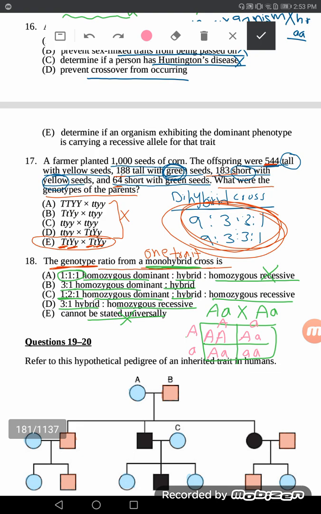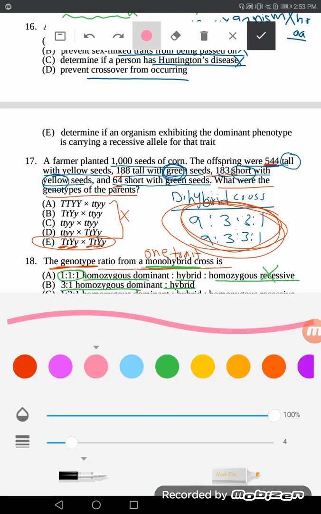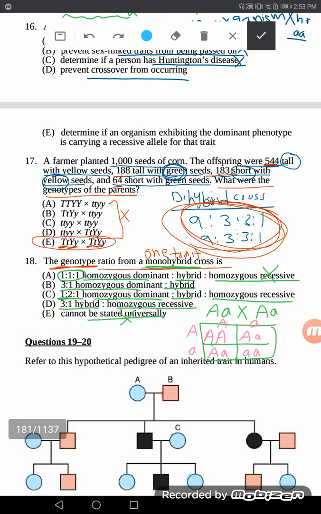As we can see, from here we have one homozygous dominant, and we have two heterozygous. That's why we say two. This is one and this is two, and we have one homozygous recessive. So the ratio is 1 to 2 to 1. This is for the genotypic ratio in the case of monohybrid cross. But the phenotypic ratio will be 3 to 1.